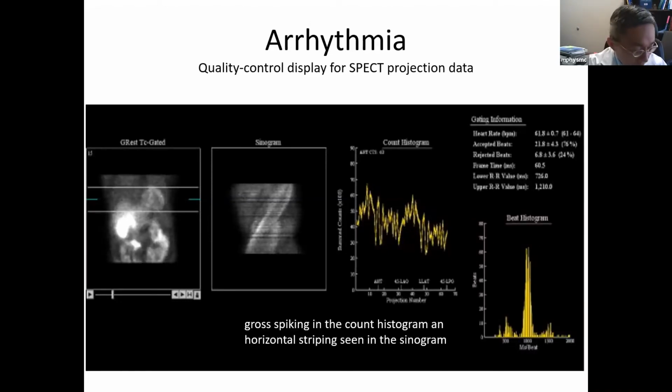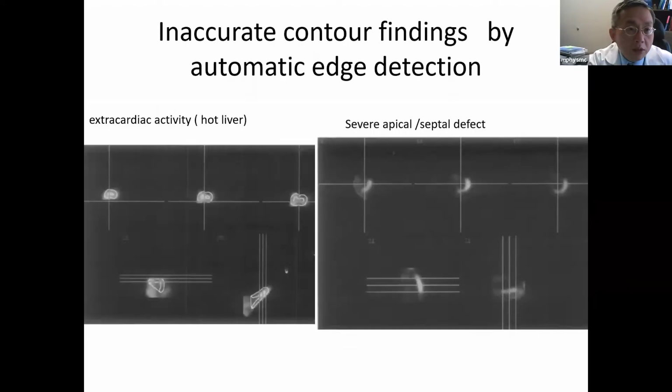Arrhythmia, since most of the non-invasive cardiac studies use gating, is very prone to arrhythmia. This is a case of arrhythmia, and what you're going to see in the sinogram is all these horizontal stripes. And that's a sign of the gating problem of flashing. And you can see this count histogram is completely inadequate for EF assessment. So this is very important: when you get an ejection fraction that doesn't make too much sense, you need to go back and look at the raw data for quality control.